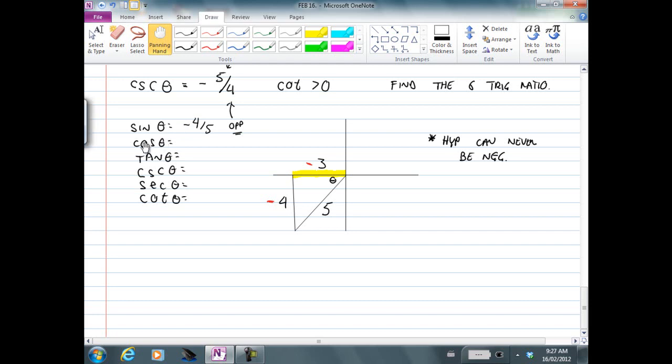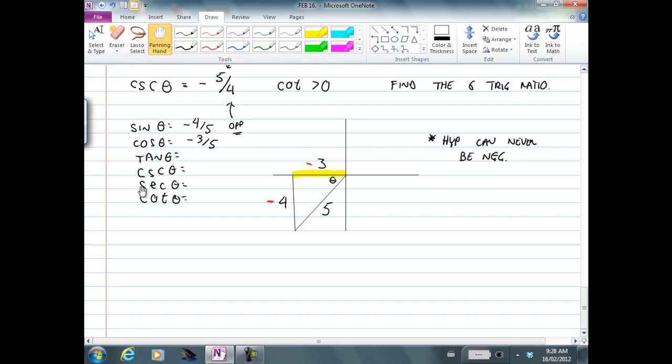Cos theta. Abraham, what's cos theta equal to? Yep, but what over what? So which is what number over what number? So see, I need to have that negative. Without that negative, it's wrong.